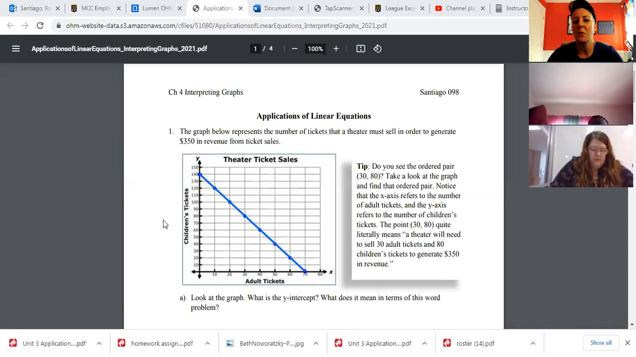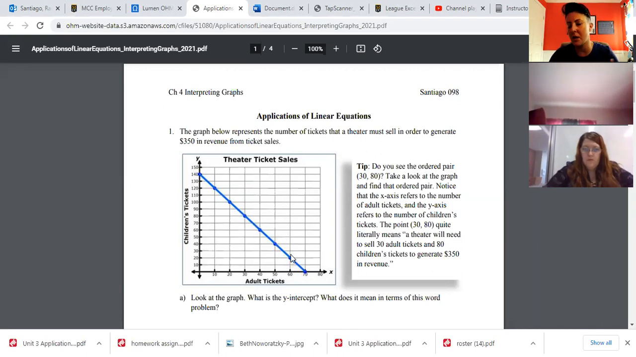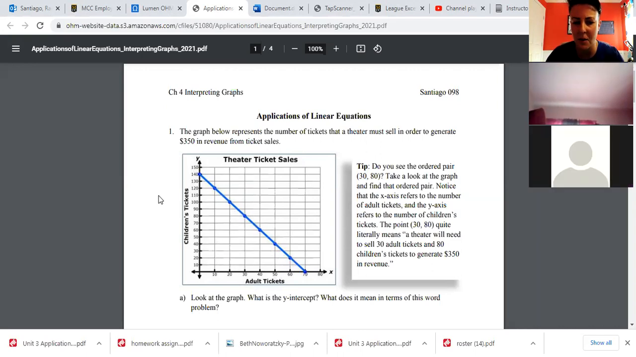For number 1, we're told the graph below represents the number of tickets that a theater must sell in order to generate $350 in revenue from ticket sales. We notice that we can identify ordered pairs just by looking at the graph. So for instance, when the theater sells 50 adult tickets, they have to sell 40 children's tickets. That's how they'll make the $350, right? If the theater sells 60 adult tickets, then they only need 20 children's tickets, and so on and so forth. That's just reading the graph.